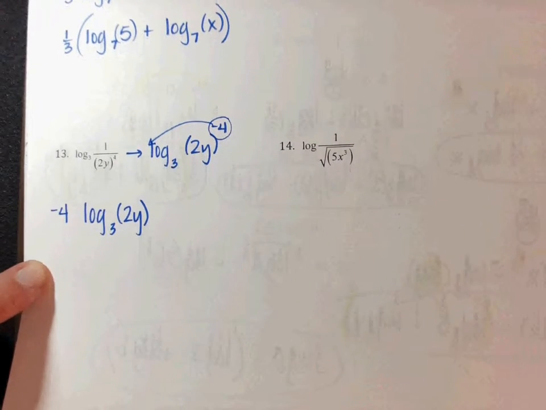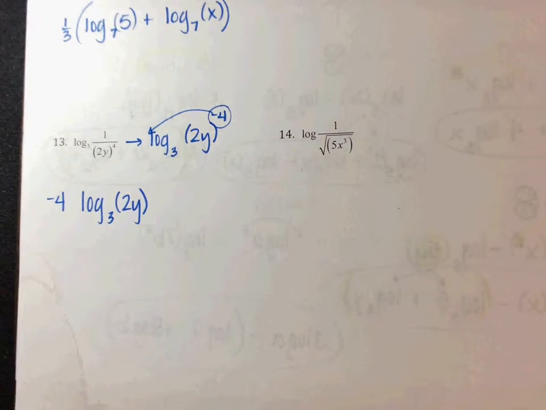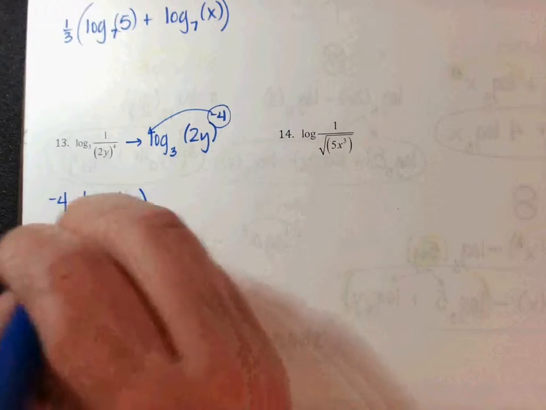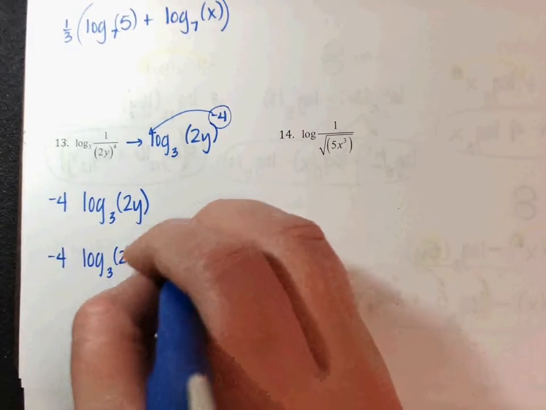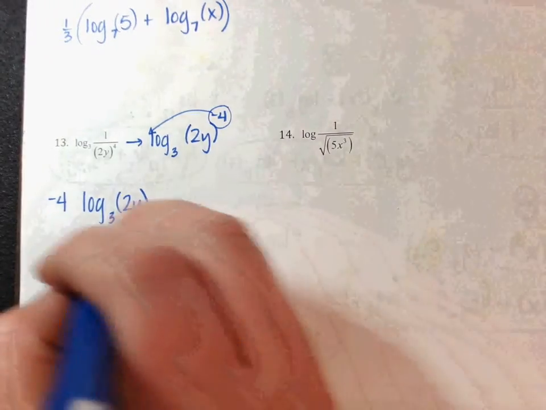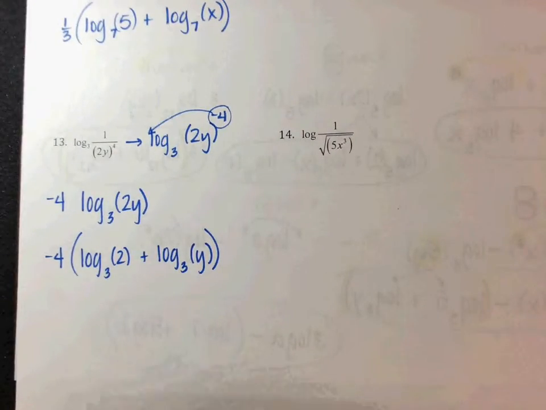Okay, then from there, 2 and y can split up by addition or subtraction. Which one? Addition. So it'll be negative 4 log base 3 of 2 plus log base 3 of y. And then all of that in parentheses to show that they shared the negative 4 to begin with, and they should be sharing the negative 4 when they're split up. Okay? Last one, look at number 14.